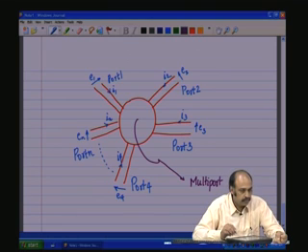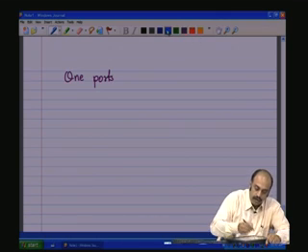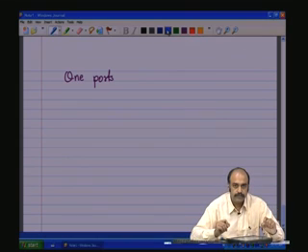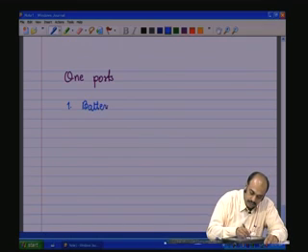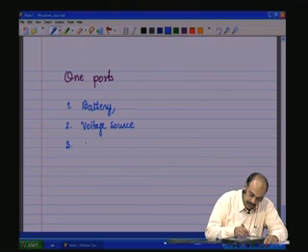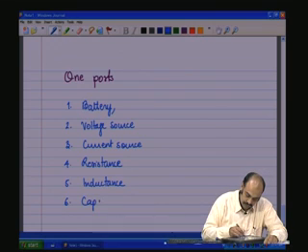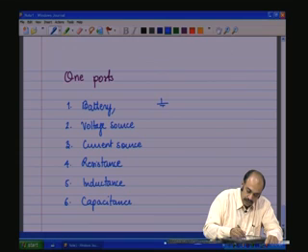So, the examples of the one ports are: all devices which have just two terminals, two leads, they all fall into the category of one ports. So you could have batteries, voltage source, current source, resistance, inductance, capacitance. These are one ports because they have just two terminals.